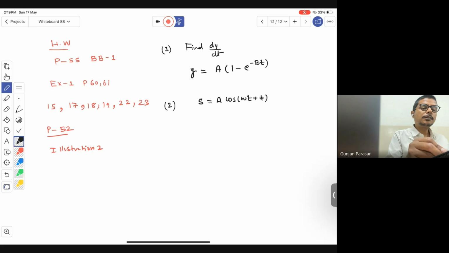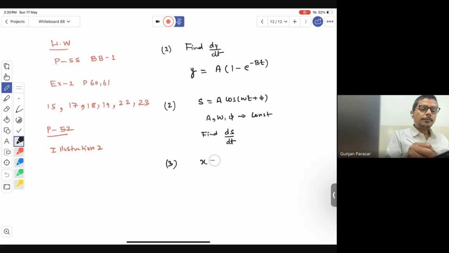See, that looks like a W, no? Like a stylish W. It's not W, it is omega, a Greek symbol. It's written like this actually, and my handwriting is not so good. But whatever it is, here a, omega and phi are some constants. Find ds by dt.